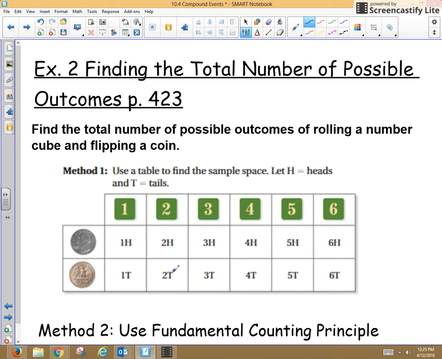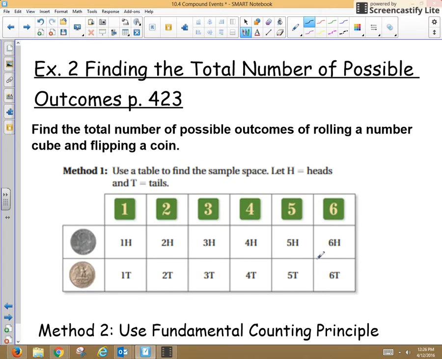We're going to create a table. I'd like you to draw this table out and we'll look at all the possibilities. You can roll a 1 and land on heads. You can roll a 2, land on heads, 3 heads, all the way up to 6. Or you could roll a 1 and land on tails, a 2 and land on tails, a 3 you could land on tails, 4, 5, and then also 6.